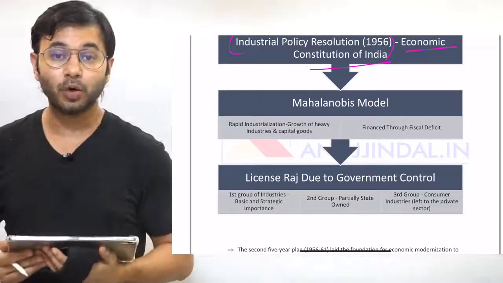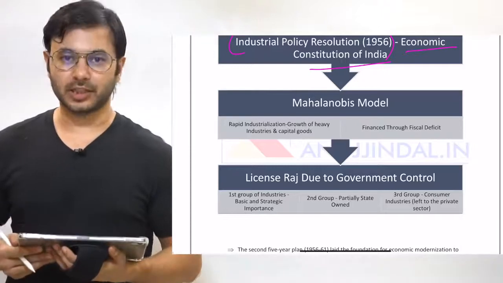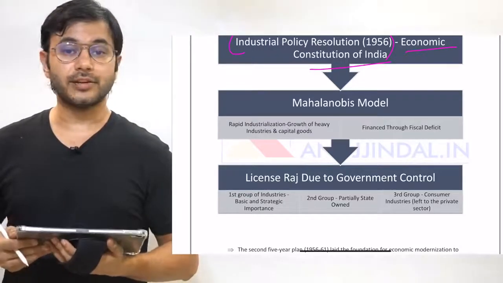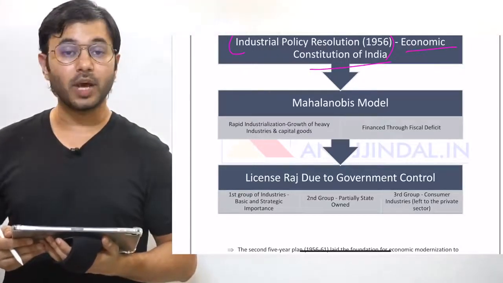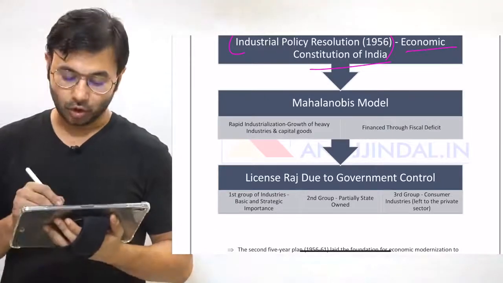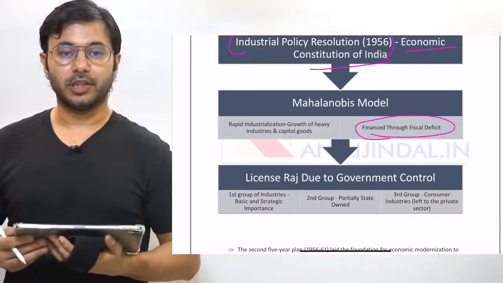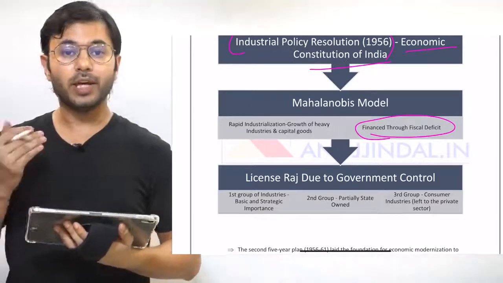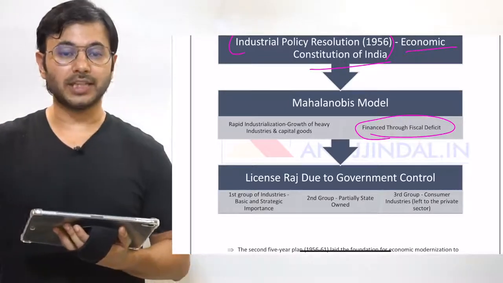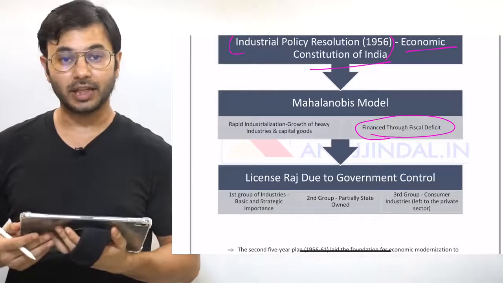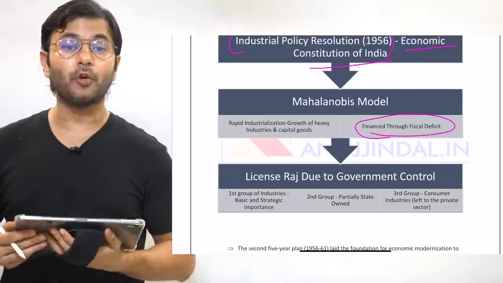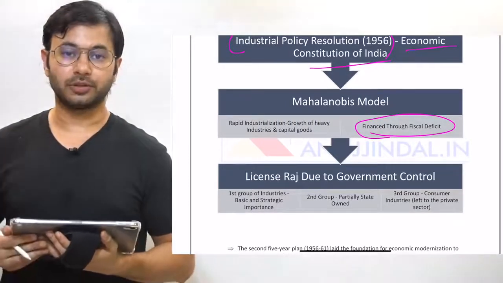And because India is a poor country, that means the private sector does not have money. So how does the country invest in industrialization? Well, through the government. And that was called fiscal deficit. So the government started borrowing at a very high rate and investing that money in capitalized industry in order to create an inventory of heavy industries and capital goods.